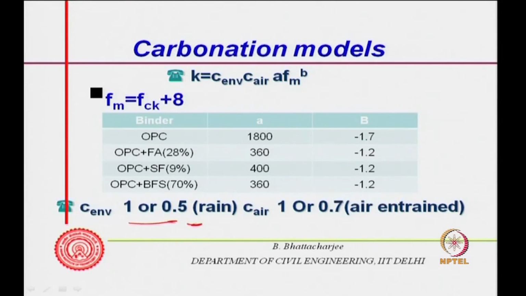C environment is 1 or 0.5, and for air entrained concrete C air is 0.7, otherwise 1. Air entrained concrete is more porous. Environment will depend upon whether it is exposed, because this empirical formula has been developed in Europe. So, in Europe, if you keep it inside, it is partially moist; outside, if it is continuously wet, the values could be lower. So, this is the continuously wet scenario.